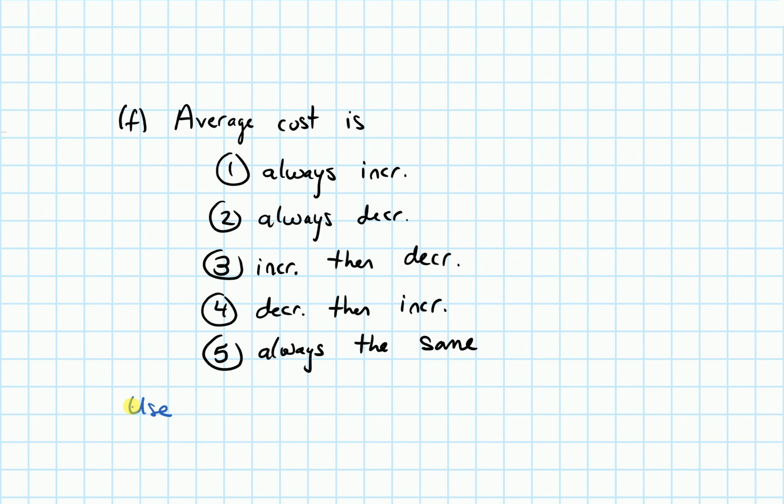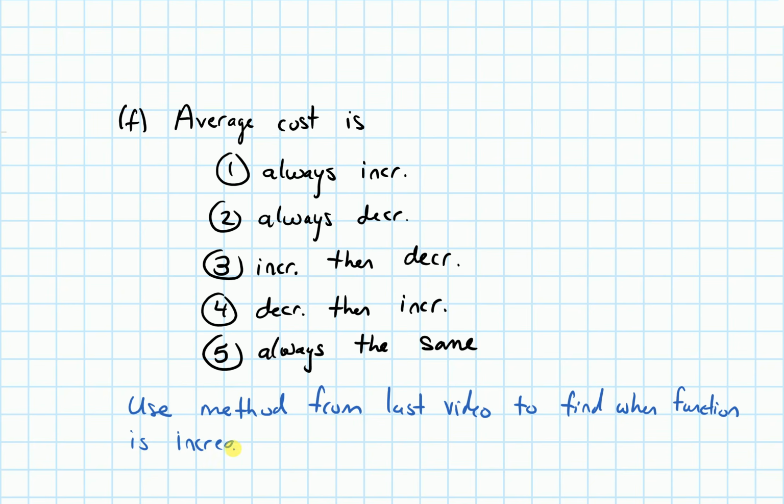We showed how to determine when a function is increasing or decreasing in the last video. So we are going to use our method from the last video to find when a function is increasing and when it is decreasing. And we did that using the derivative.